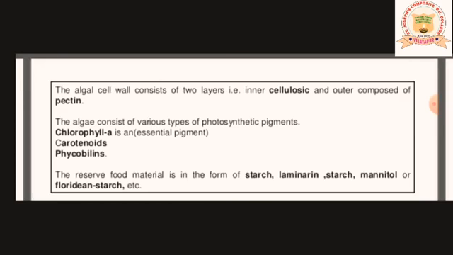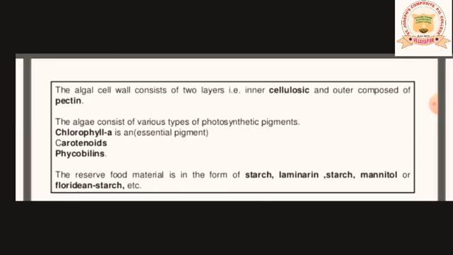The food which is reserved in the algae is the reserve food material in the form of starch, laminarin, mannitol or floridean starch. These are the names you are supposed to remember. My dear students, the stored food materials in the algae are starch, laminarin, mannitol, or you can say floridean starch. So these names are important. It will come in the competitive exams. The question may arise on the storage of the food. So all the names you are supposed to remember, not only one.